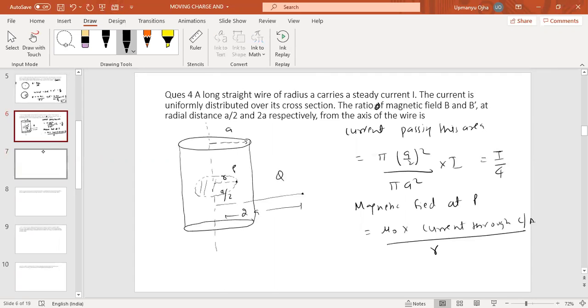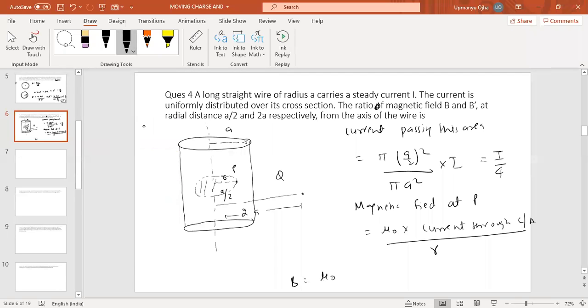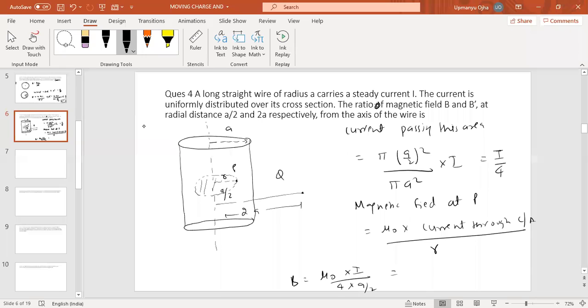So what is the magnetic field at point P? That is B. So B equals mu naught into I by 4, divided by r. R is A by 2. Into 2 pi also will be there. So that would be equal to mu naught I by 4 pi A. That is the magnetic field at point P.